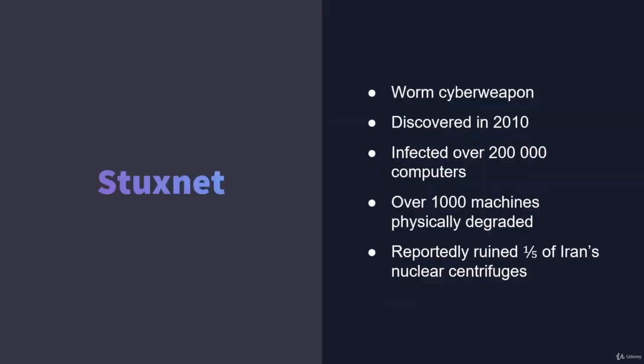Let's also have a brief look at a concrete computer worm example, Stuxnet. Stuxnet is a computer worm first discovered in 2010. It targeted the programmable logic controllers, which are industrial control systems used for industrial processes such as the centrifuges used for separating nuclear material. Stuxnet exploited several zero-day vulnerabilities in Windows and infected over 200,000 computers. It is reported that Stuxnet caused over 1,000 machines to physically degrade, ruining almost 1/5 of Iran's nuclear centrifuges.